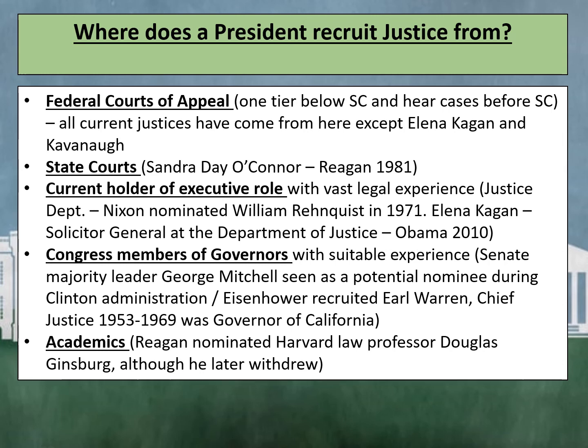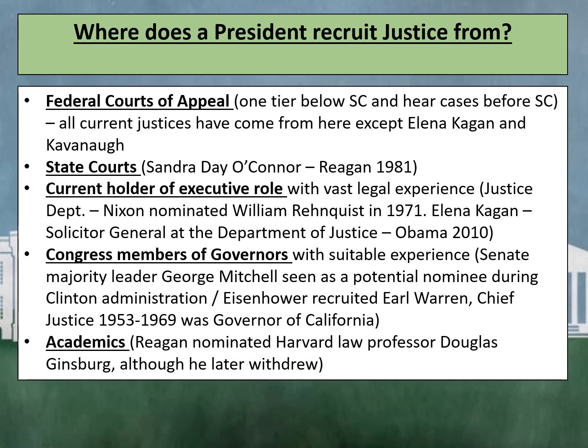A quick note on where a president can recruit a justice from. There is the Federal Courts of Appeal, which is one tier below the Supreme Court, and they hear cases before the Supreme Court. All current justices have come from here except for Elena Kagan and Kavanaugh. They can also come from state courts, such as Sandra Day O'Connor, who was nominated by President Reagan in 1981.